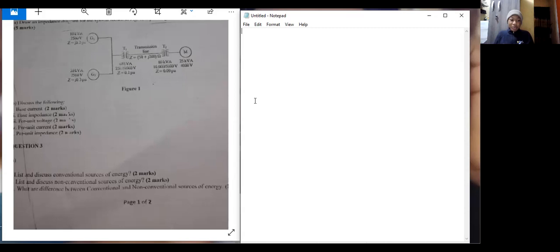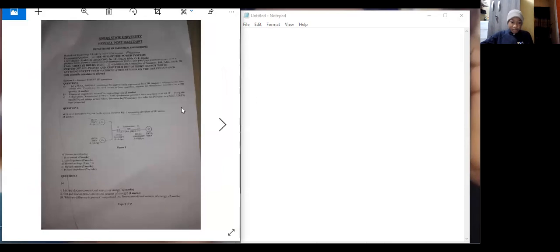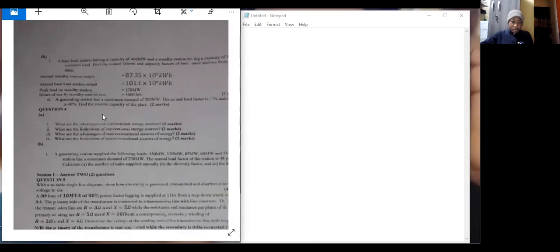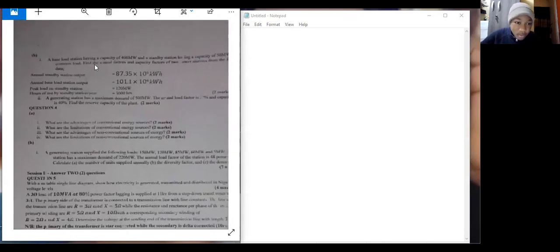Then you can use examples to differentiate them. You mention the examples of conventional, which are coal, oil and gas, petroleum, nuclear energy, wood. And then for non-conventional, solar, wind, tidal, hydro, geothermal, biomass, biogas, all of them. So I think this is for question three. We are done.